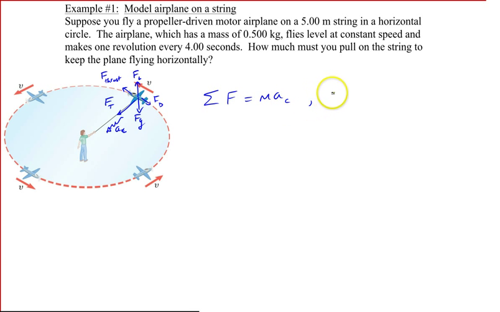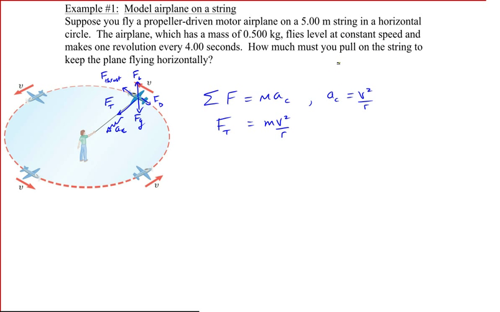We know that the centripetal acceleration is given by v squared divided by the radius of the circle. So let's substitute that in on the right side. We have mv squared over r. So this net inward force, or centripetal force, is due to what force? What's keeping this moving in a circle? It's the tension. So the tension is equal to mv squared over r. And that's really what we're asked to find, the tension.